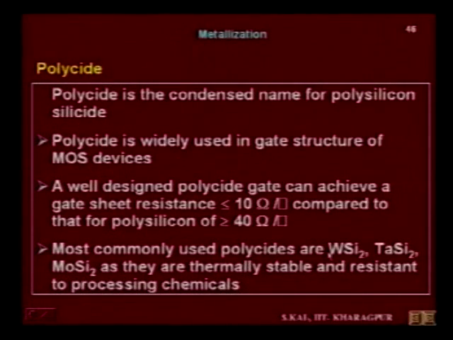Most commonly used polysides are tungsten silicide, tungsten polyside, tantalum polyside, or molybdenum polyside, as they are thermally stable and resistant to processing chemicals. They are highly resistant to processing chemicals, meaning some of the acids, some of the organic chemicals, some of the gases; they don't react with them. They are highly stable with temperature, and they are highly stable with chemicals also. So that's why they are very popular in present VLSI processes.